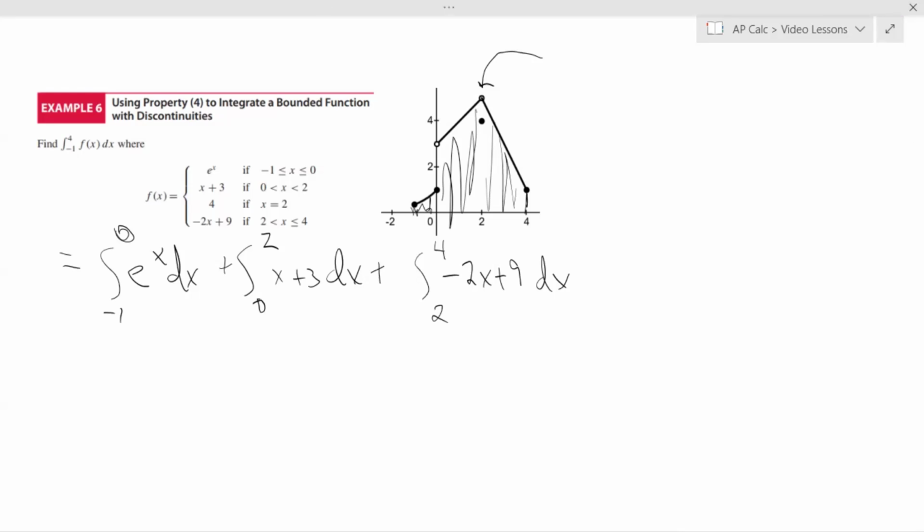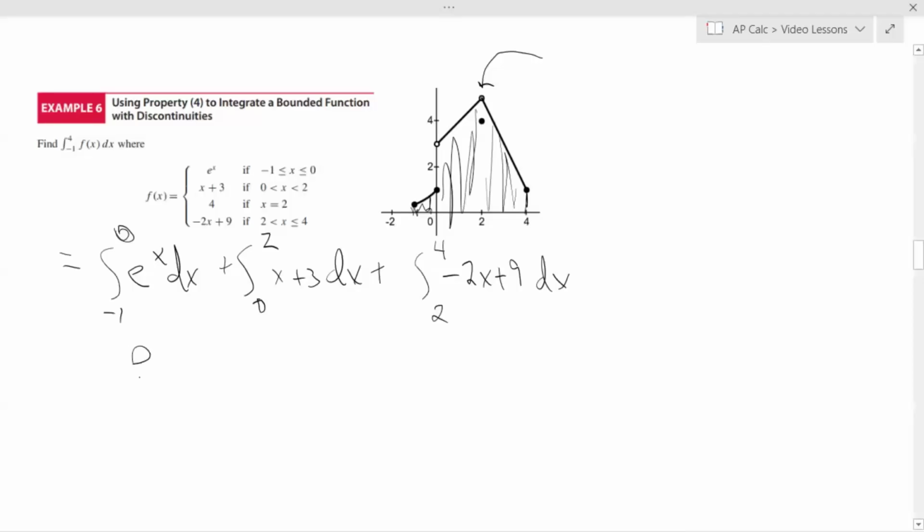Okay, so then we're going to anti-differentiate, plug in, and subtract. So the antiderivative of e to the x is itself. We're going to evaluate that at -1 and 0. Plus the antiderivative of x plus 3 would be 1/2 x squared plus 3x, evaluated at 2 and 0. Plus the antiderivative of -2x plus 9 is going to be -x squared over 2, but the 2 multiplies the -2 and just cancels to a negative, plus 9x, evaluated at 2 and 4.